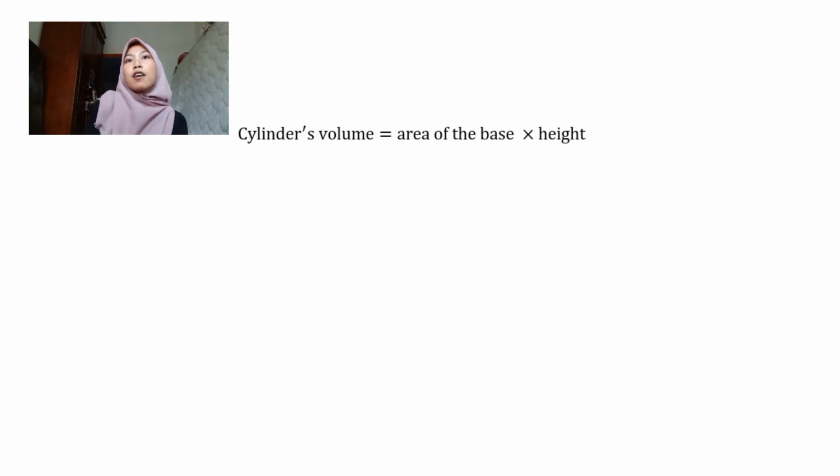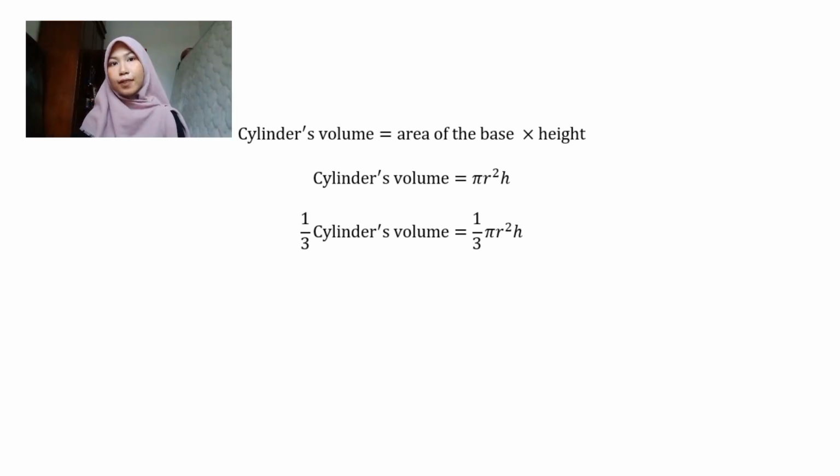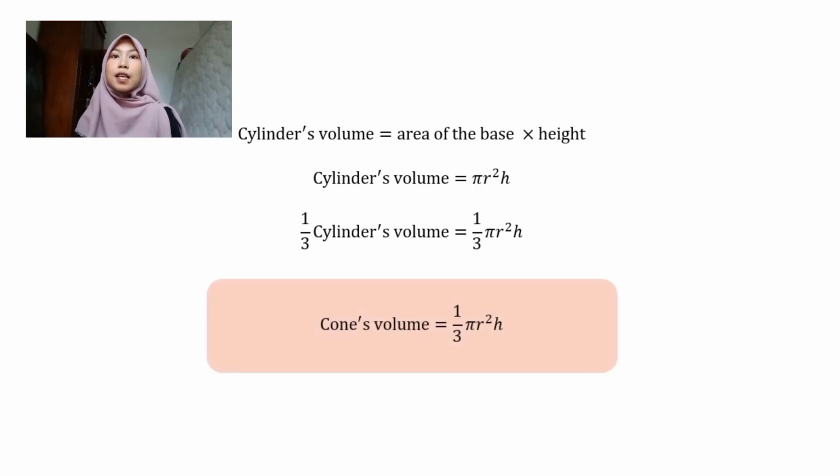As we know, the volume of a cylinder is the area of the base times height. So we can write here pi times radius squared times height, which is the same thing as the area of the base, since the base is a circle, times height. So the volume of a cone is equal to 1/3 times pi times radius squared times height.